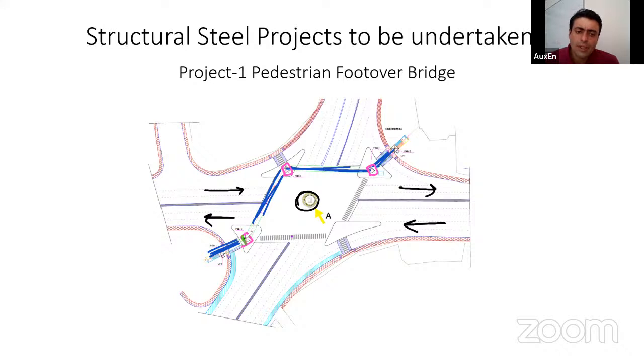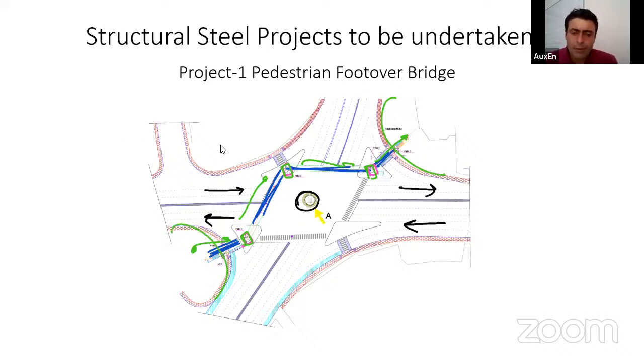All right. So these are going to be the trestles, or you can say the vertical elements. And these blue lines are going to be the pedestrian footover bridge. So the plan is that a person should be able to walk from here and cross to this side. Okay, so this will be our first project.